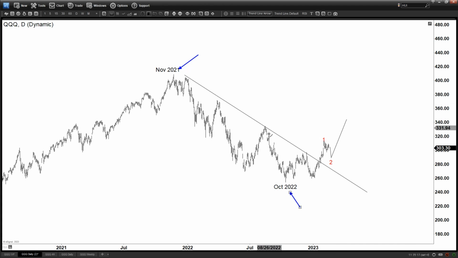This can become, for example, 1, 2, 3, 4, 5, becoming 5 waves, or it can become a nest, 1, 2, 1, 2, and then extend higher in 3 of 3. Or if it is corrective, then this is an ABC, right? So we only need more time to be able to know exactly which way.